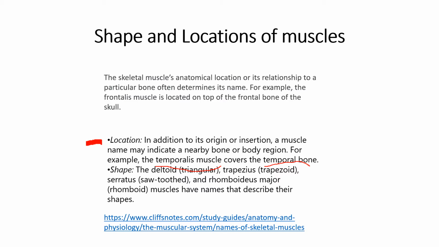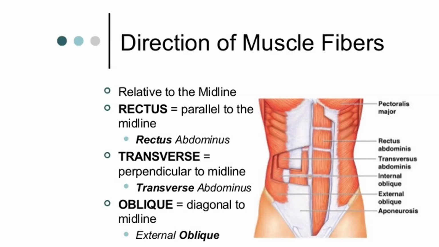The shape. The deltoid muscle is kind of a triangular shape. The trapezius is kind of like a trapezoid, if you remember back during your geometry class in high school. So again, the location and shape can play a role in terms of naming muscles.